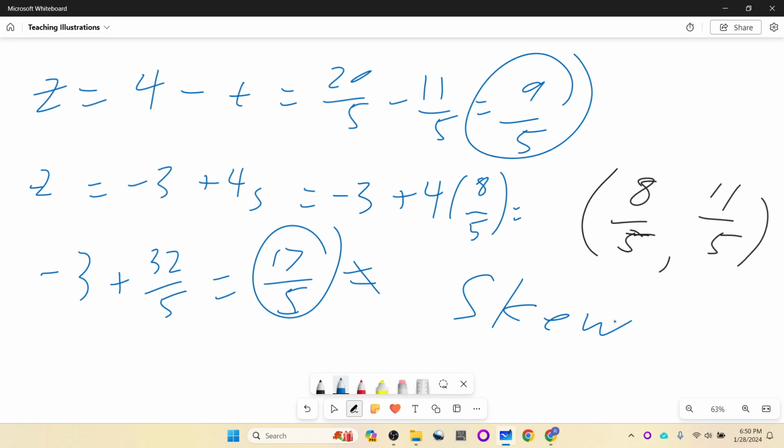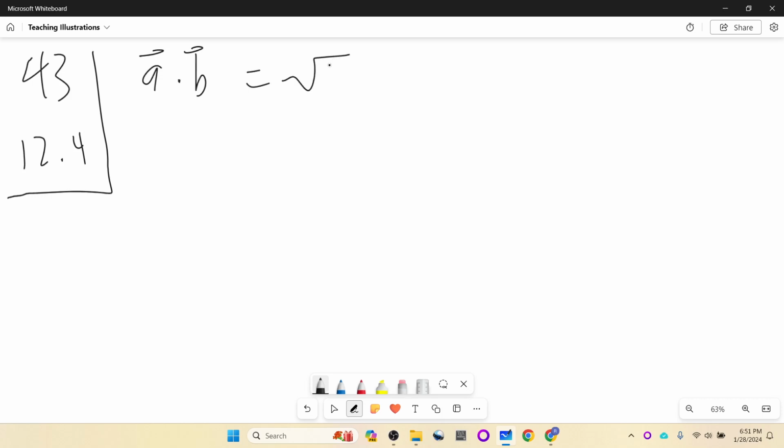So with that out of the way, I now want to talk about the quizzes from the other day. There was a question, these were questions 43 and 44 in Stewart, if you need to double check them, in section 12.4 on the cross product. So, we were given A dot B is root 3, and we're given A cross B is (1, 2, 2).